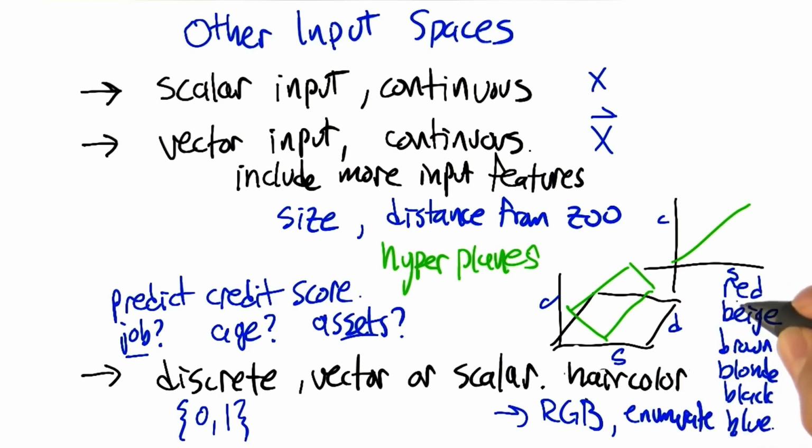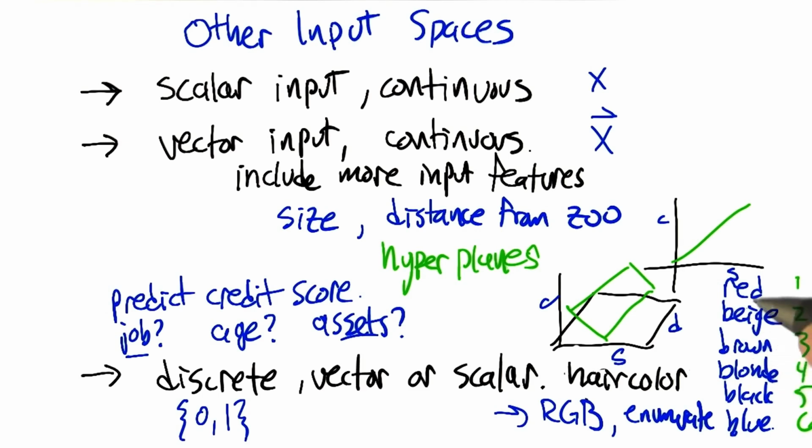Right, 1 through 6, or they could be vectors like, is it red, yes or no, is it beige, yes or no, is it brown, yes or no, have it be a vector. And actually for different kinds of discrete quantities like this, it can make a difference. In particular, if we just gave them numbers, then it's kind of signaling to the algorithm that blonde is halfway between brown and black, which doesn't really make sense.